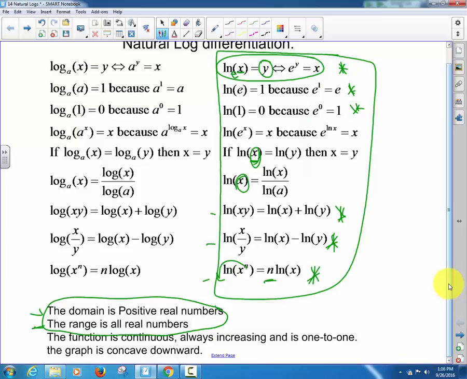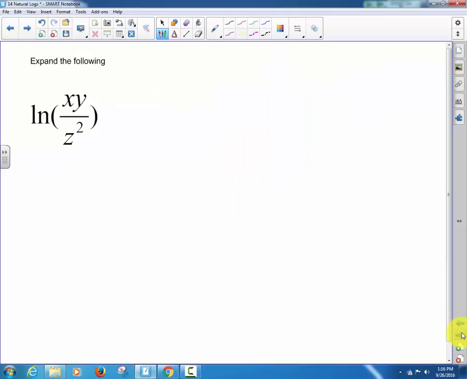So let's look at the properties. This is not calculus, okay? This is just going back to stuff that you studied in Algebra 2 and you studied last year in college algebra. How do we expand this out? ln of xy divided by z squared. So I want it written as a series of things with pluses and minuses between them. We're adding and subtracting, and just one thing inside the argument each time.